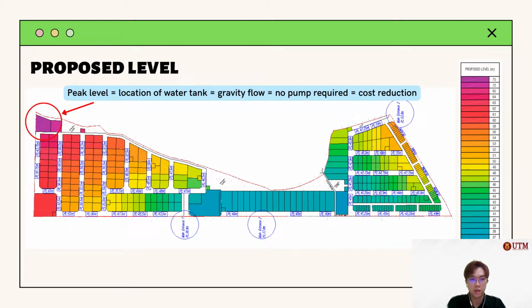This is the proposed level for our site. We can notice that the purple color indicates the highest level and location of the water tank. So, with gravity flow, a pump is not required and the cost of our project is reduced.